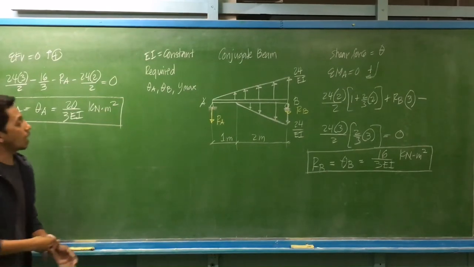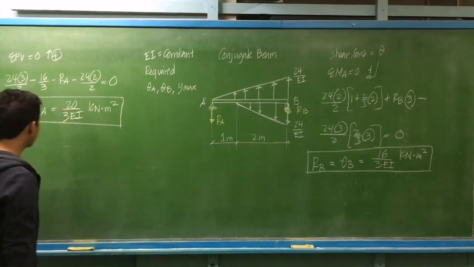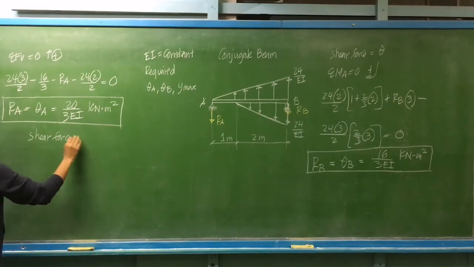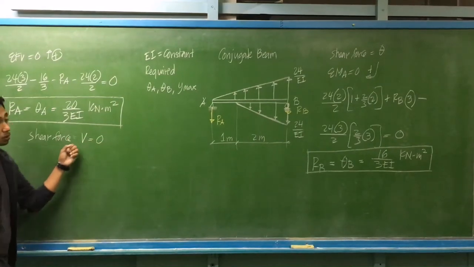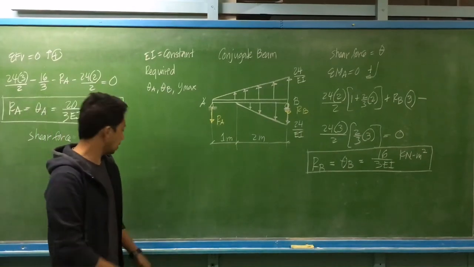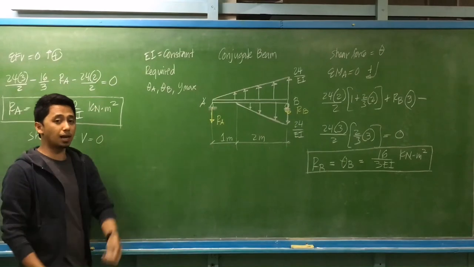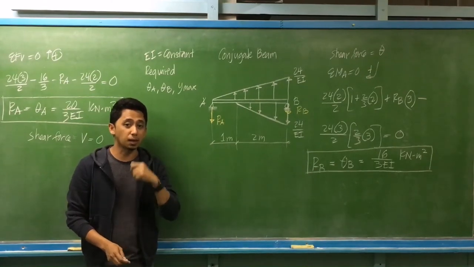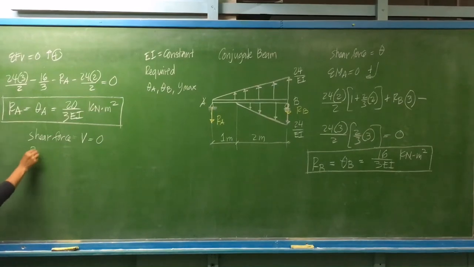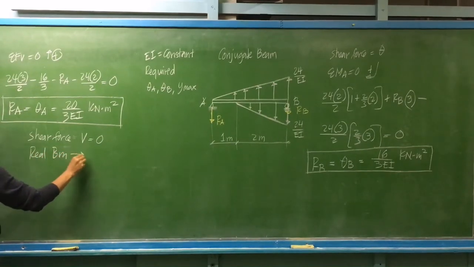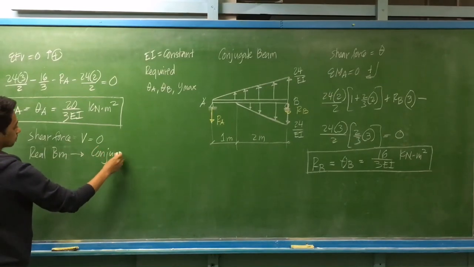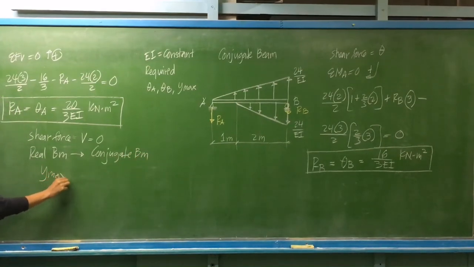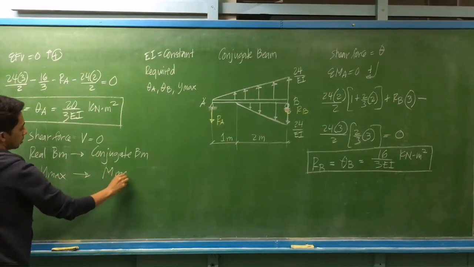So now, how do we locate the maximum deflection? So at maximum deflection, the shear force, let's say shear force B should be equal to 0. Okay? So let us first locate the point wherein shear force is equal to 0. Kung naalala niyo sa previous subject ninyo from the strength of materials, at shear is equal to 0, that is the maximum moment. So take note, when it comes to the real beam versus the conjugate beam, okay, so we have on the real beam, the maximum deflection corresponds to the maximum moment on the conjugate beam.